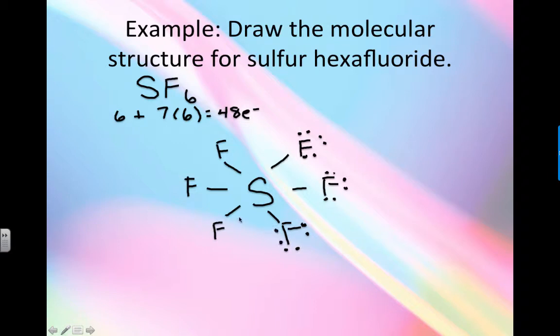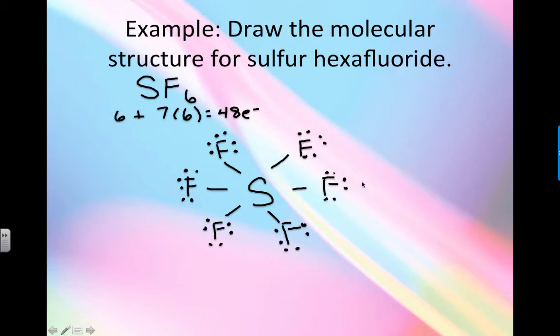6 more gives us 30. And another 6 around this fluorine, so we're up to 36. And now we have 42. And one more set of 6 will give us 48. So there's the structure of sulfur hexafluoride.